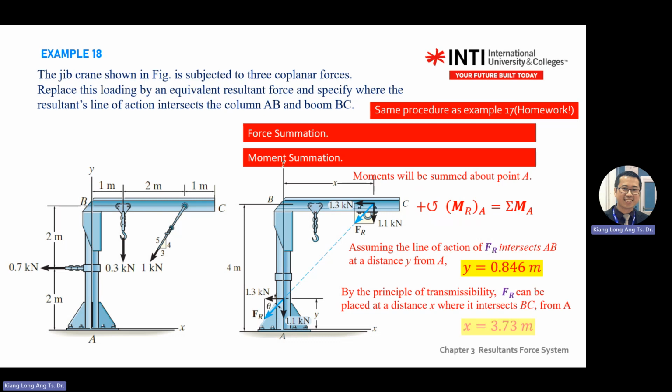Okay, so find the direction of x also by the same method. By the same method, you put in this x direction. So x direction, 1.3 does not generate moment, right? So from A.